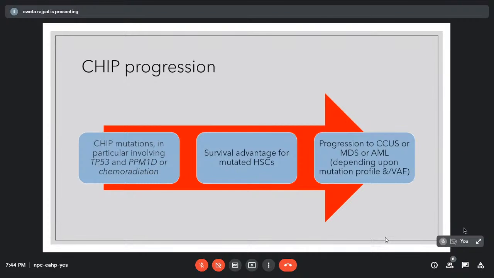When CHIP has driver mutations, mainly involving TP53 or others, or PNH, or any history of exposure to chemotherapy or radiotherapy, that gives a survival advantage to the mutated hematopoietic stem cells. Then it will progress to the second and third stages, called clonal cytopenia of undetermined significance, or it can evolve to an MDS or AML. That depends upon the mutation profile and the mutation burden.